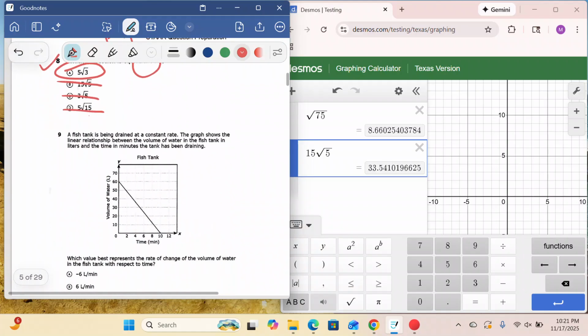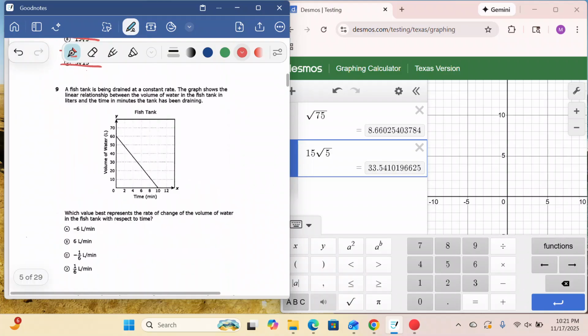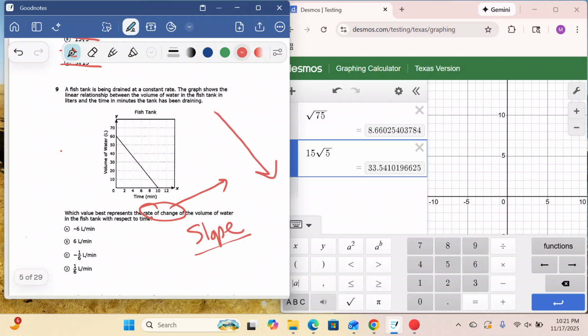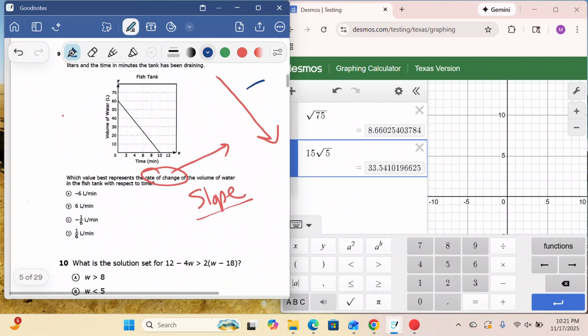So we're going to look at number 9 now. Go ahead and try this one on your own. Remember, the rate of change is the same as writing slope. Slope is the same as writing rate of change. So which value? We're looking at a negative slope, because anytime a line goes down like this, it's going to be a negative slope. You're going down the mountain, so we're having a negative slope. So automatically, I can already get rid of B, and I can get rid of C. So now my answer choices are either A or C.